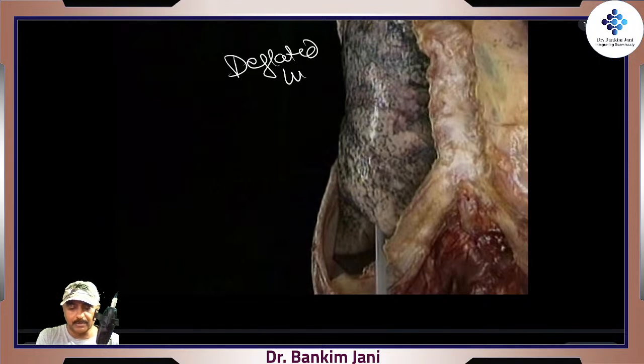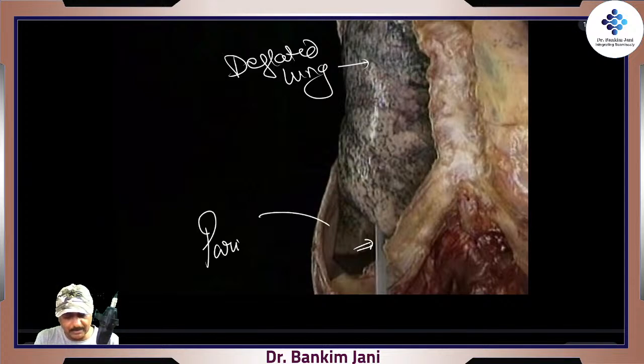And here the same lung has been deflated, right? When the air is taken out, right? So this is the deflated lung. Now, because this is from a cadaver, we have a liberty to push this lung on one side. And see, we have actually created a space, right? And this is where there is parietal pleura. And this is where there would be the visceral pleura.